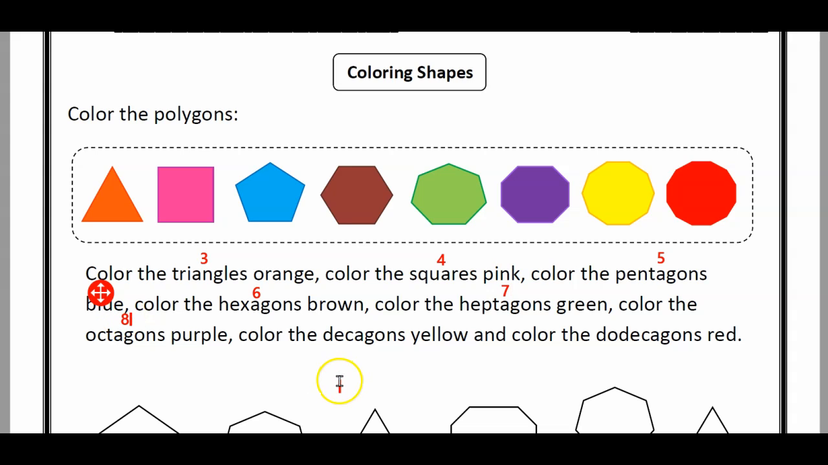Kind of like octopus. Get it? Above the decagon, 10. Nonagon would be 9, but decagon would be 10. And above the dodecagon, put 12. Everybody do that? So you can use this page right here to answer number 3. Stay on this page.